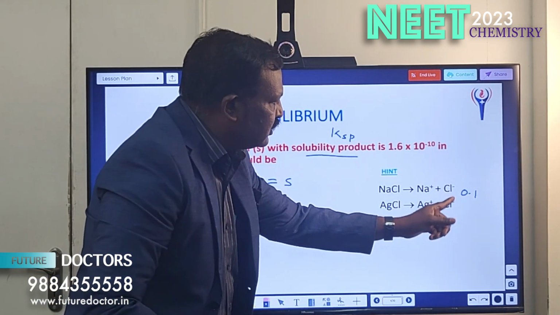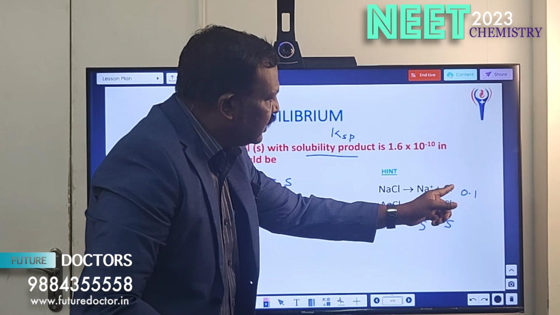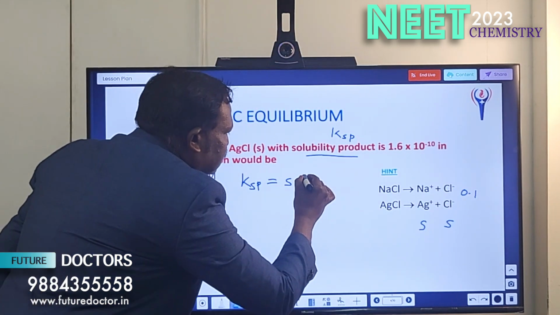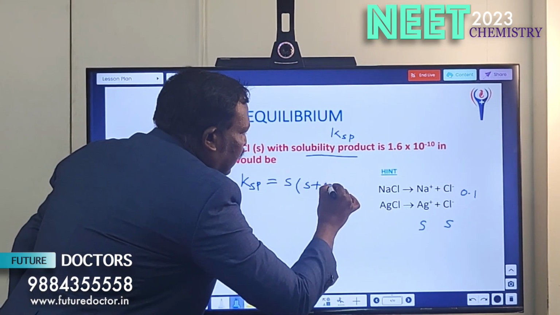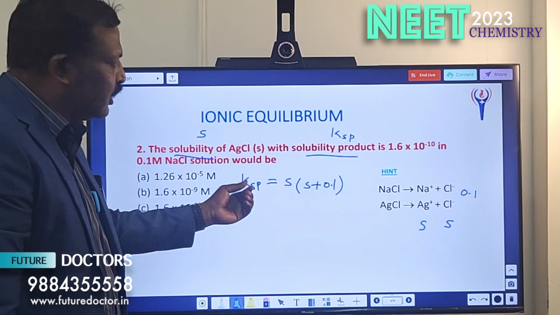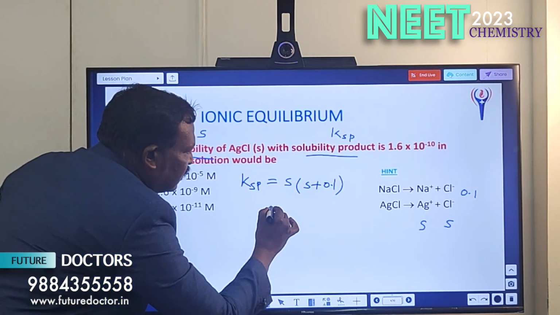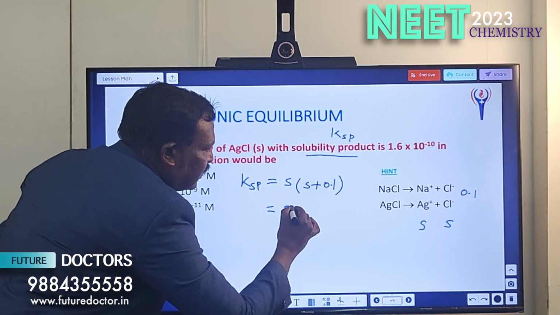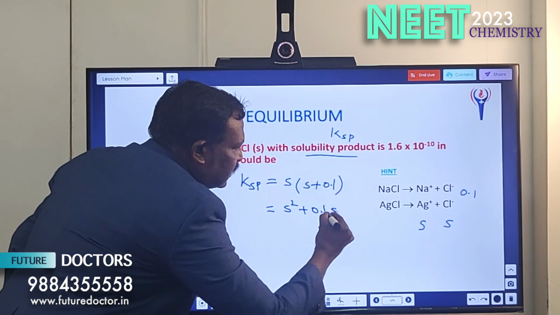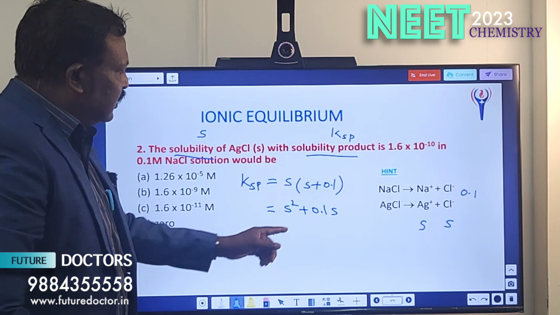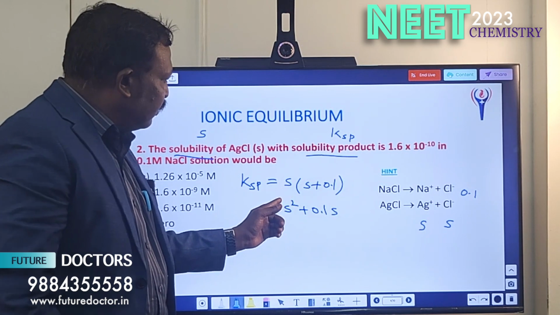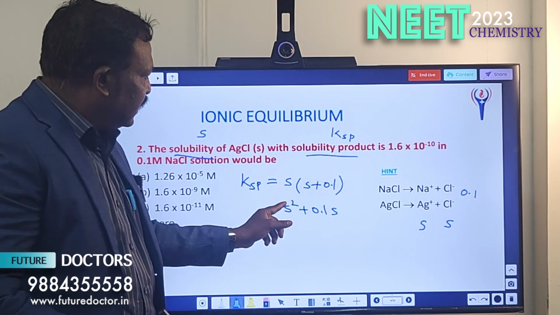So this is S. When you write the chloride concentration, here also S is there, and the sodium chloride also produces Cl minus ion. So you should add S plus 0.1. This is the solubility product. Just multiply the concentrations. S into S is S square, and again S into 0.1. See, the concentration is 0.1, so we can omit S square, because when compared to 0.1, S is very, very small.